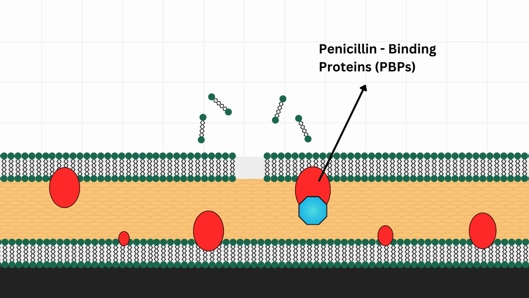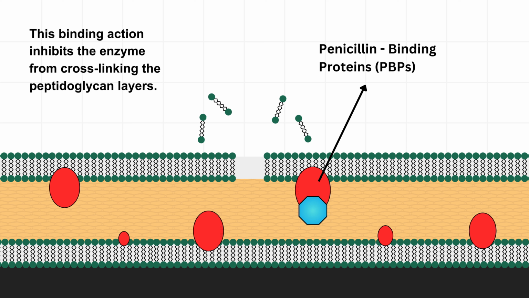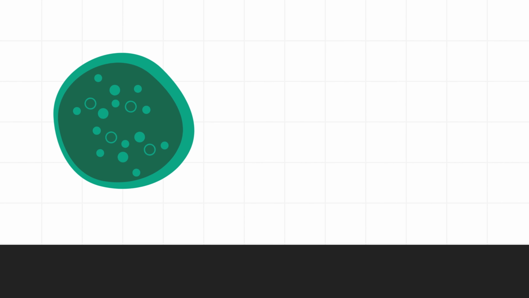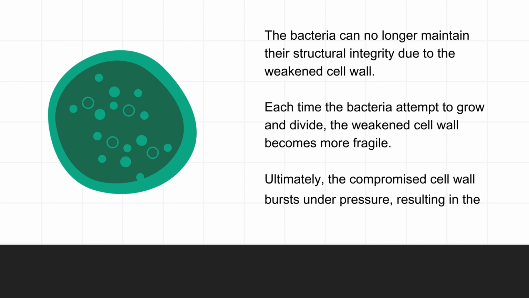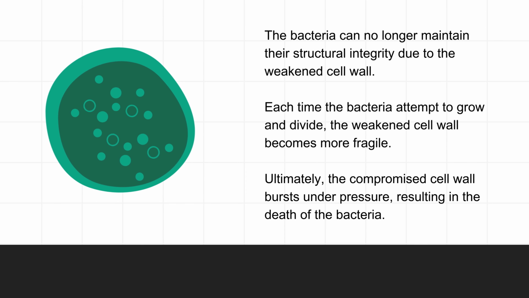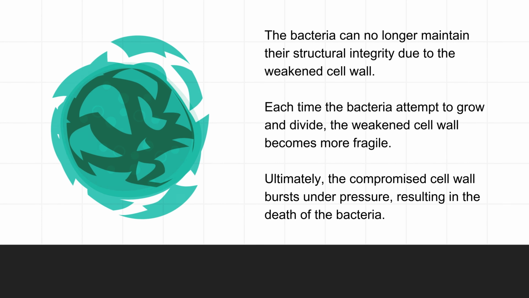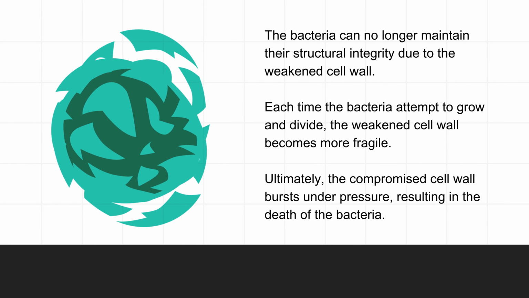This binding action inhibits the enzyme from doing its job of cross-linking the peptidoglycan layers. Without this cross-linking, the cell wall becomes weak and unstable. As a result, the bacteria can't maintain its structural integrity. With every attempt to grow and divide, the bacterial cell wall weakens further until it eventually bursts, killing the bacteria.